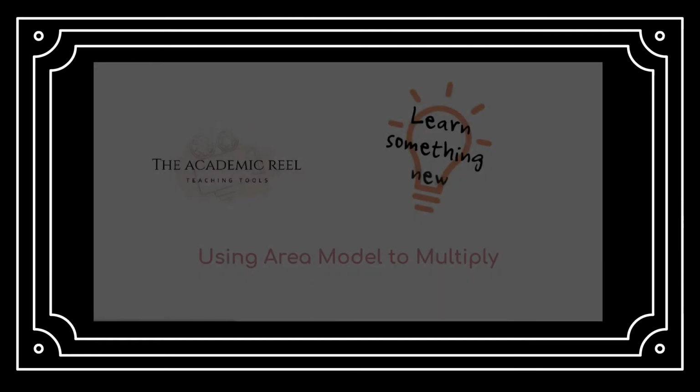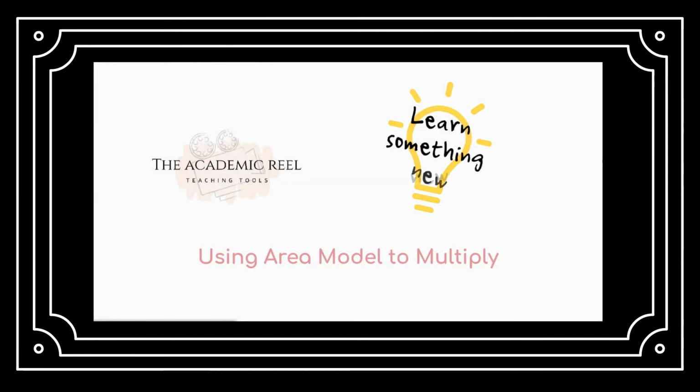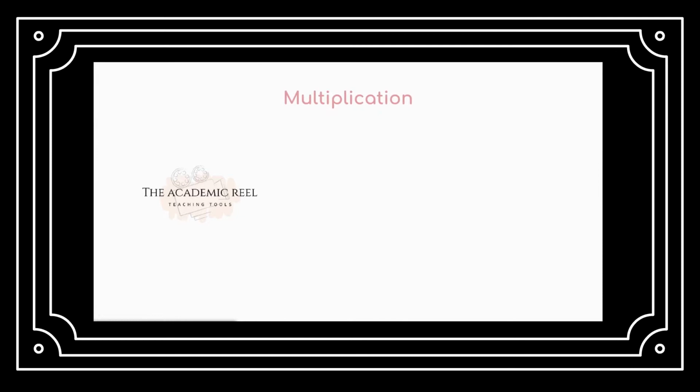Today we will review how to multiply using area model. Area model is when you draw a rectangle, label it with the numbers you need to multiply, and find the area.